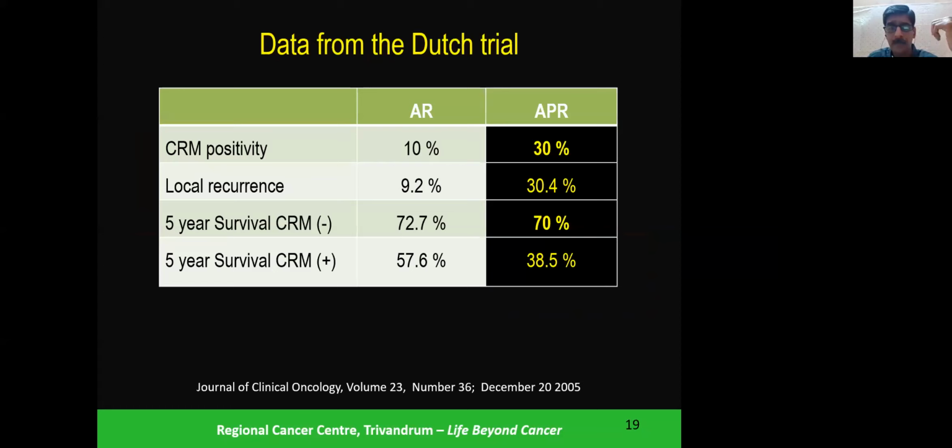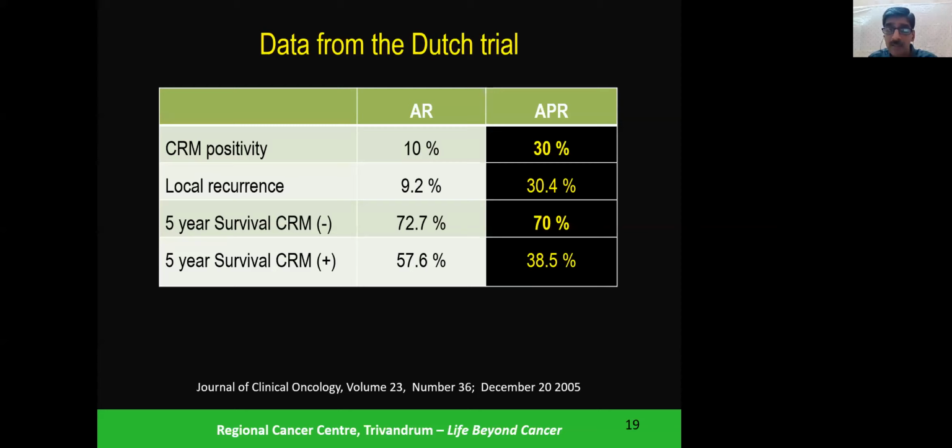Now, one major change that has been happening over the last 5 or 6 years is the concept of extralevator APR or extralevator APE. Let me explain what this extralevator APE is. Now, people started to do TME and then looked at their results. If you look at this particular result, in anterior resection, the circumferential resection margin positivity is 10%. But if you do an APR, the circumferential resection margin positivity is 30%.